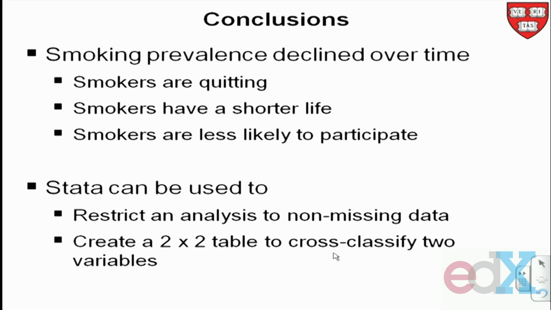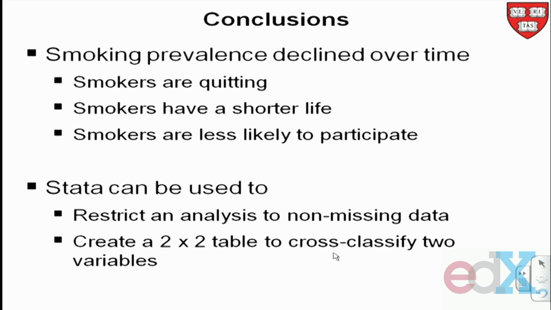Finally, we used Stata to show you how to calculate a prevalence. We looked at how you can restrict your analysis to non-missing data, either for that one visit or for all visits. And we used a 2x2 table to cross-classify two different variables.